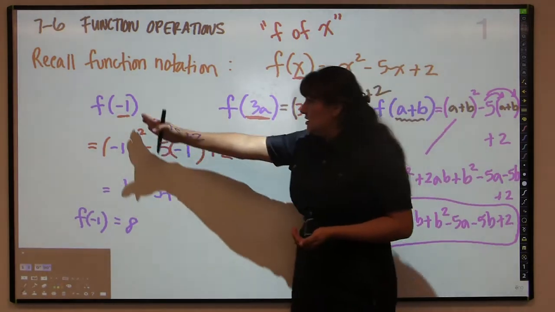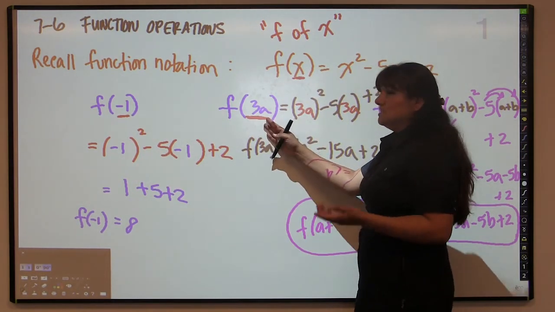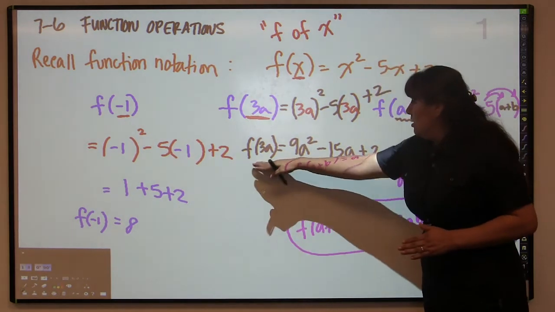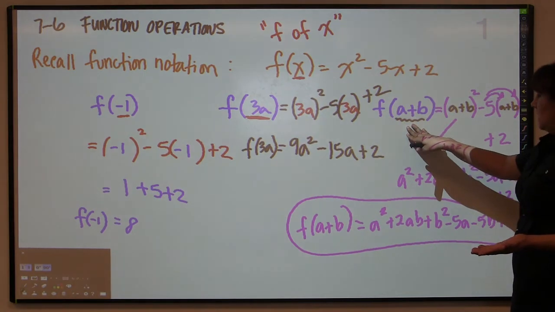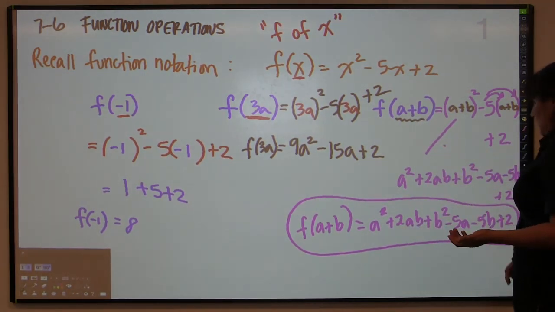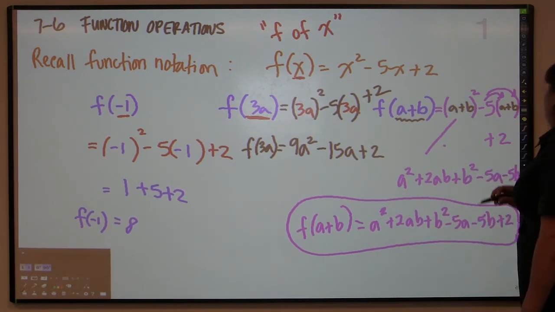So in this case, a simple number like -1 gives you a simple answer. In this case, slightly more complicated with the 3a, a slightly more complicated answer. And of course, the a plus b is the most complicated, where you have a binomial in there, and it gave you the most complicated answer as well. Okay, but I just wanted to recap on function notation.